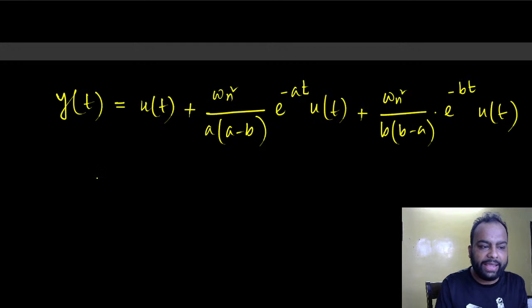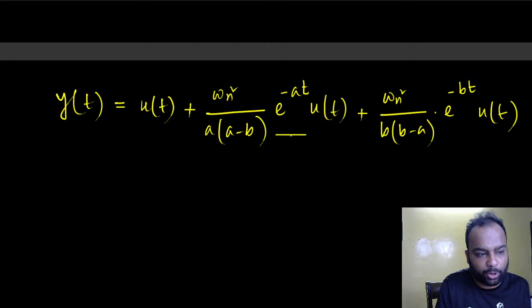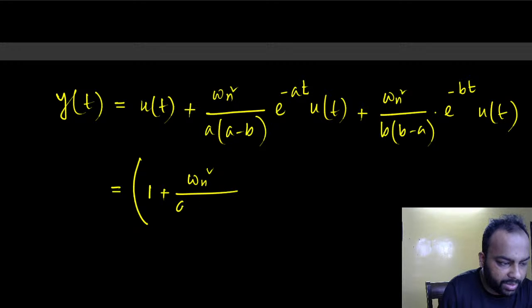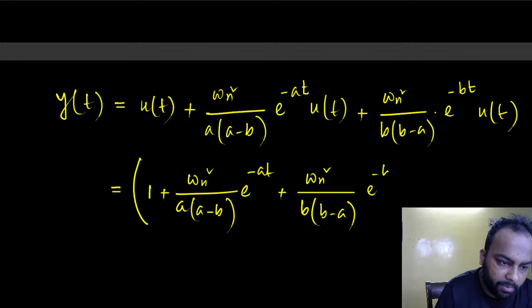The point being, the response once again has exponential terms. This is a decaying exponential, e to the power minus at, and this is also a decaying exponential, e to the power minus bt. But there is no oscillatory term anymore. So once the value of zeta reaches 1 and goes beyond that, there will no longer be any oscillatory terms whatsoever. So we can take u(t) out of everything: 1 plus omega n square by A times A minus B e to the power minus at, plus omega n square divided by B times B minus A e to the power minus bt.